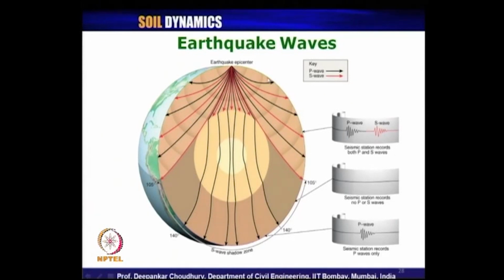What does it mean? If we have seismograms located at these places of the earth, at these locations, they will record both the P wave as well as the S wave in their seismic station, because both waves are coming to those locations.